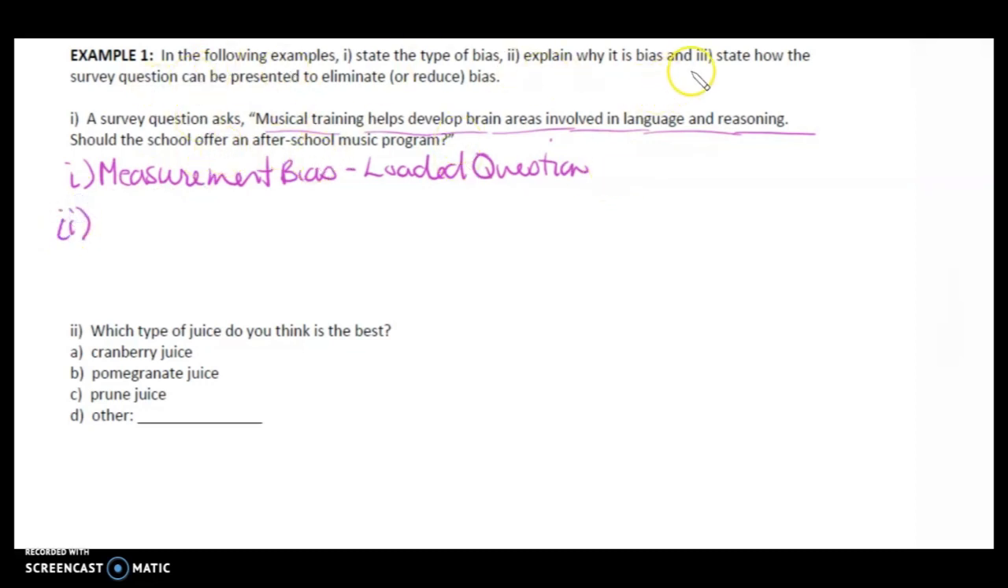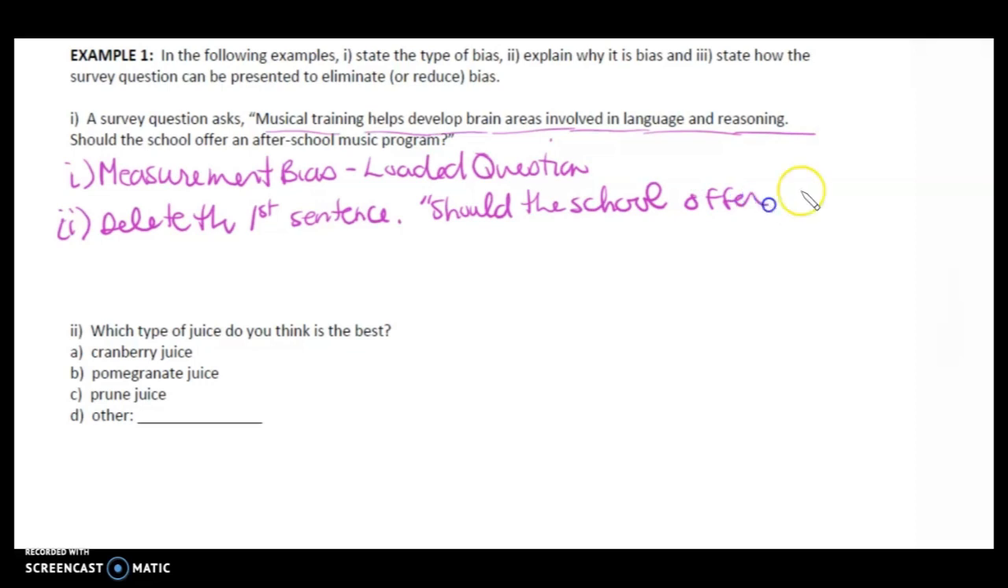Number 2, state how the survey can be presented to eliminate bias. I would say delete the first sentence. So just state, should the school offer an after school music program? That's it. Short and to the point. Don't give your opinion. Don't give any other information. Ask your question.